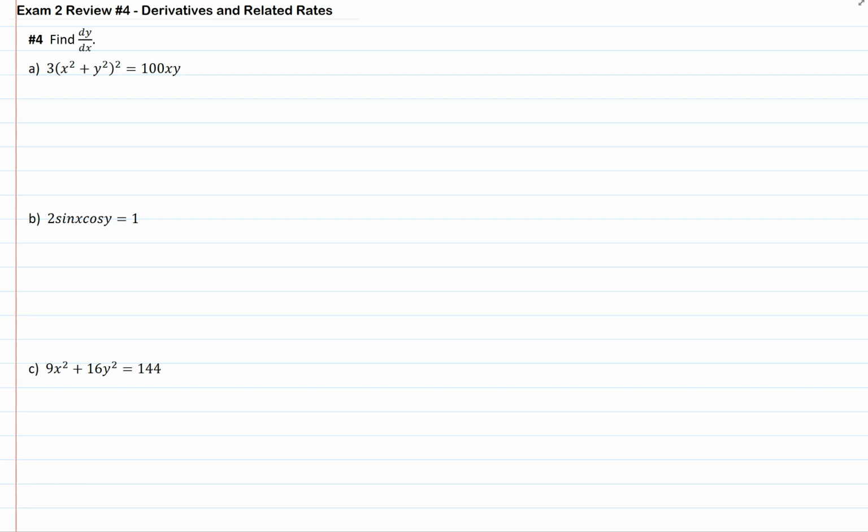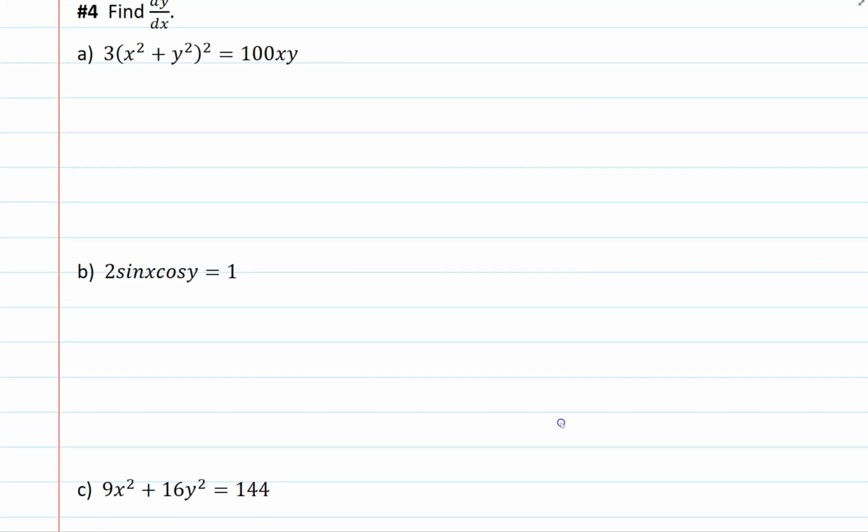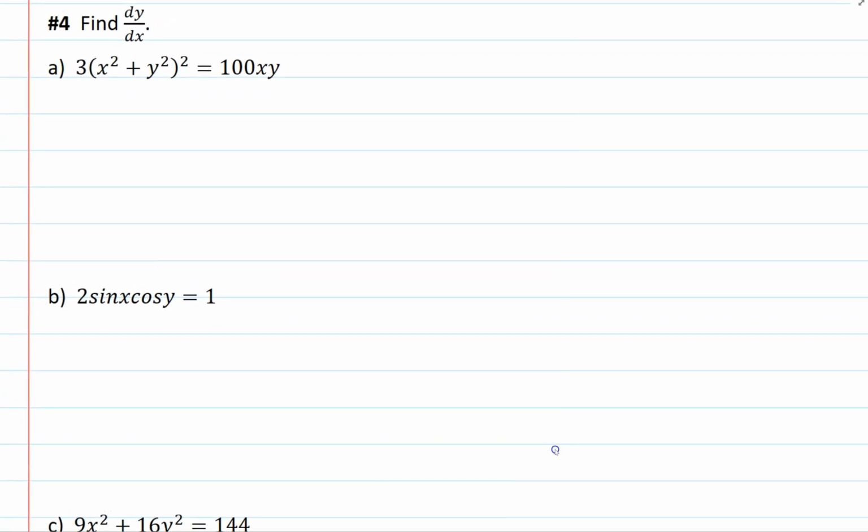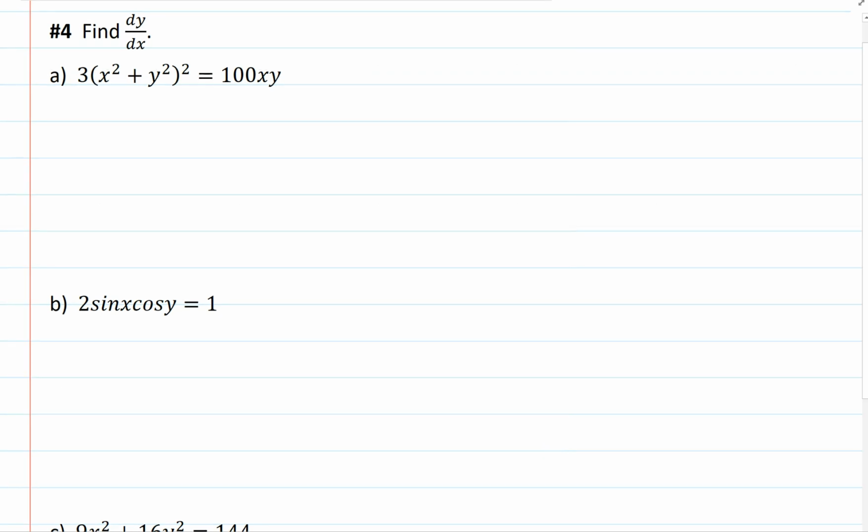This is exam 2 review, problem 4. It has to do with implicit differentiation. So for part A, we are going to go ahead and take the derivative of both sides with respect to x, because that is what we are looking for. So the derivative with respect to x, that is what we are doing here.